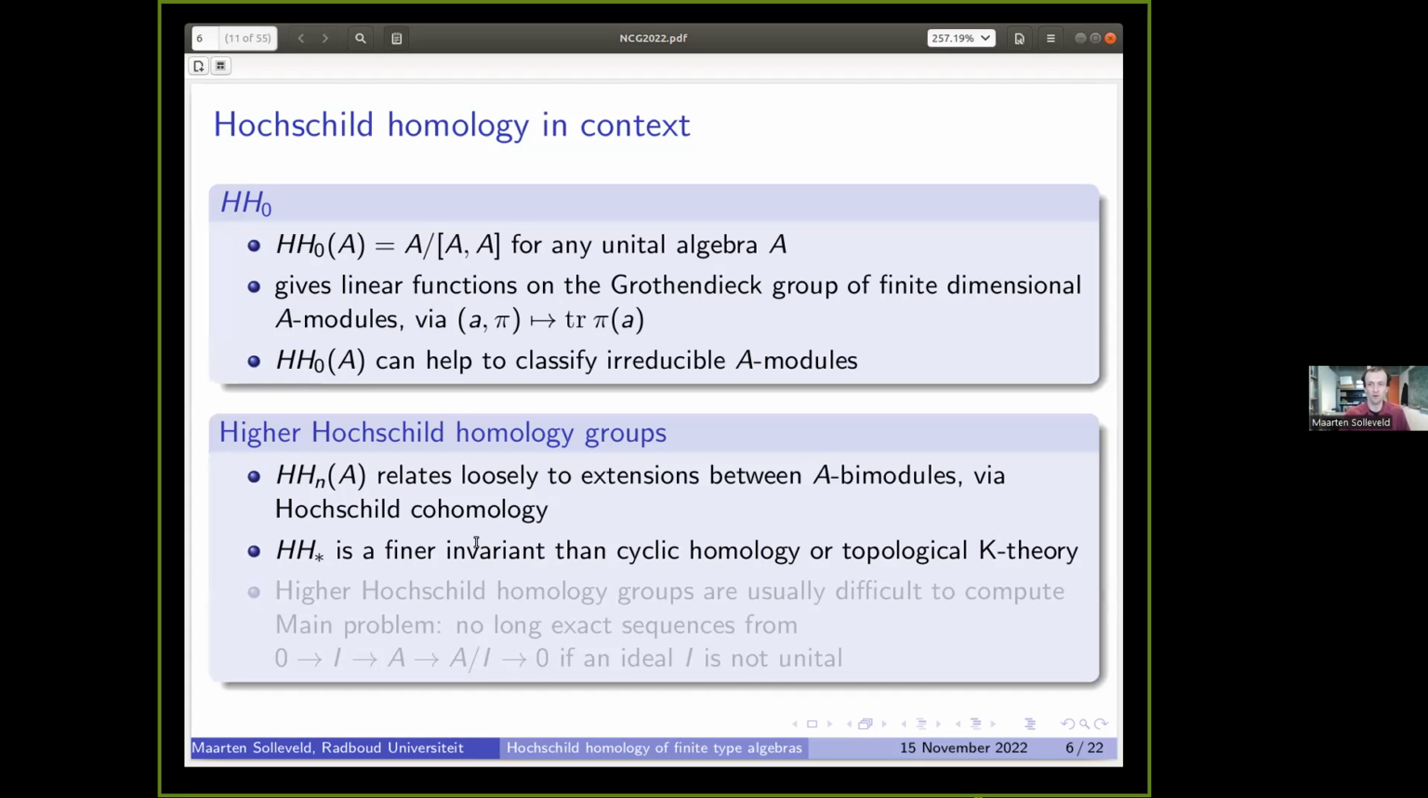has more information. And then, if it has more information, you can already guess it's more difficult to compute. And indeed, given an arbitrary algebra, it is usually extremely hard to compute the Hochschild homology. Well, probably degree 0 is doable usually, but higher degree is very difficult. And if you try to analyze how does this come, what is the problem?